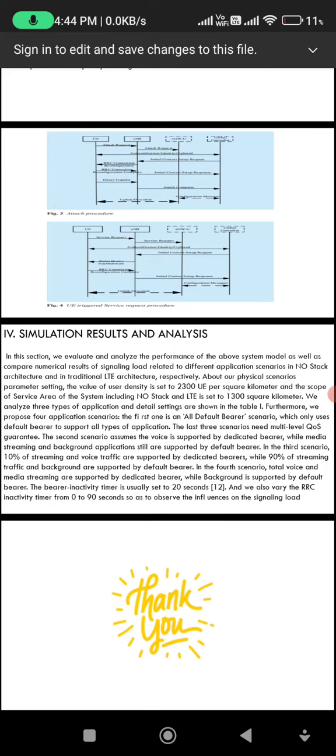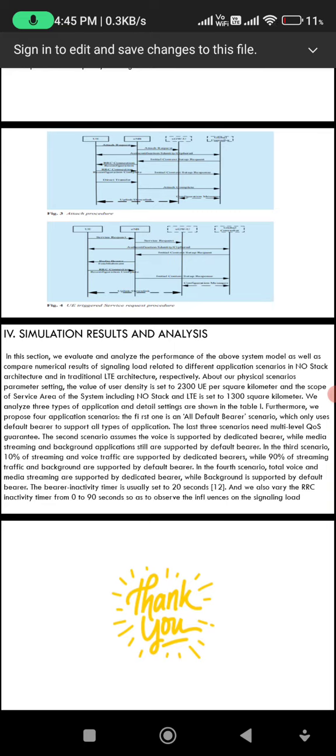We analyze three types of applications and detailed settings are shown in table 1. Furthermore, we propose four application scenarios. The first one is the all default bearer scenario, which only uses the default bearer to support all types of applications. The last scenario needs multi-level QoS guarantee. The second scenario assumes the voice is supported by a dedicated bearer, while media streaming and background applications are still supported by the default bearer. In the third scenario, 10% of streaming and voice traffic are supported by dedicated bearers, while 90% of streaming traffic and background are supported by the default bearer.